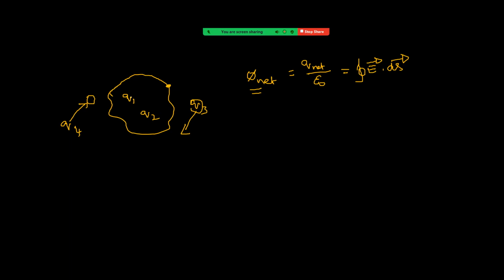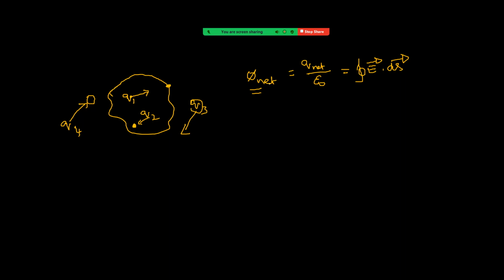If we are changing positions of Q1, Q2, suppose Q1 changes from this position to this position, and Q2 changes from here to this position. Still both are inside the surface. That means net charge inside is not changing, but we have changed the configuration of the charges, means we have changed their positions, right?